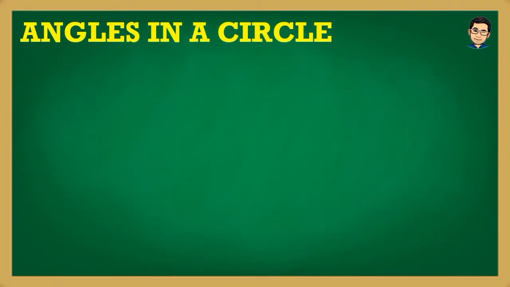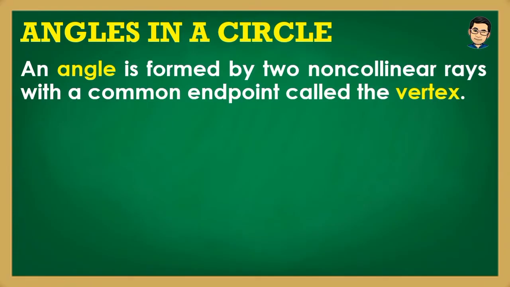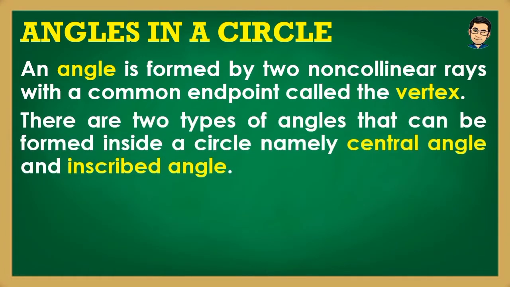Next, kung meron tayong arcs, we also have angles formed inside the circle. So, let us first define an angle. So, an angle is formed by two non-collinear rays with a common endpoint called the vertex. There are two types of angles that can be formed inside the circle, namely central angle and inscribed angle. So, kung aware kayo dun sa mga types ng angle, so yun yung mga right angle, obtuse angle, acute angle, straight angle, reflex angle, okay?